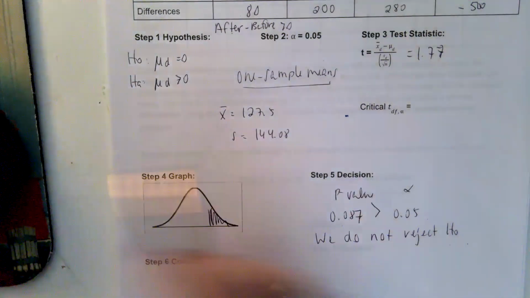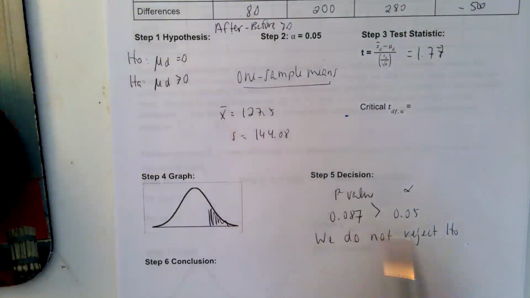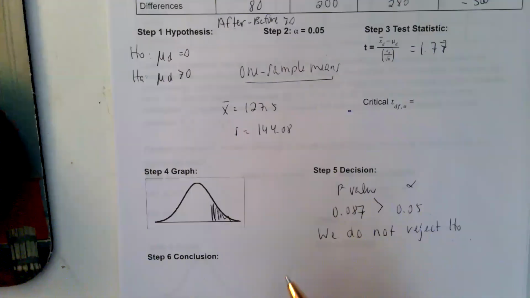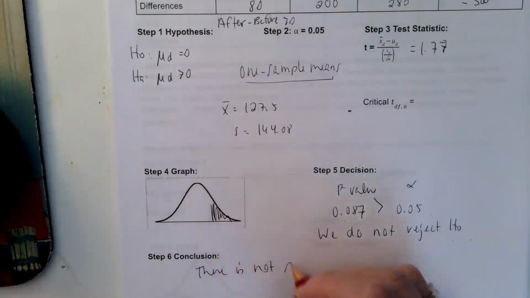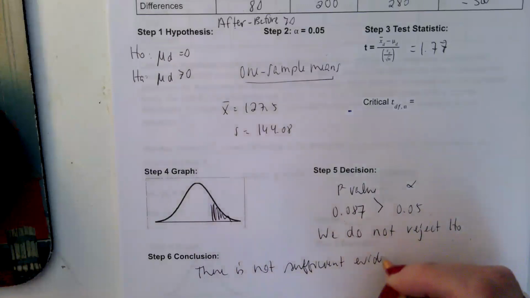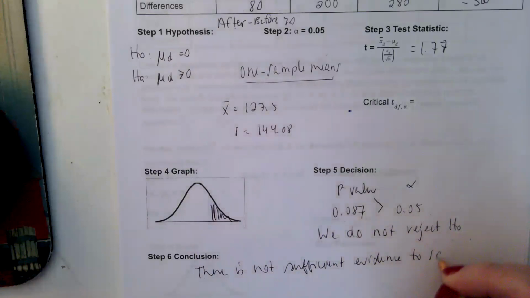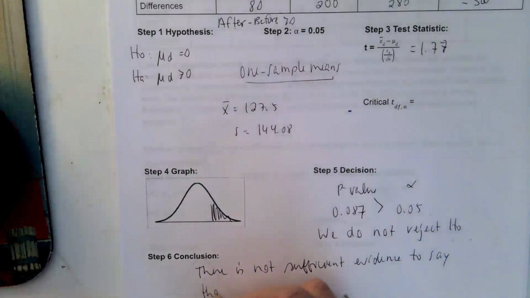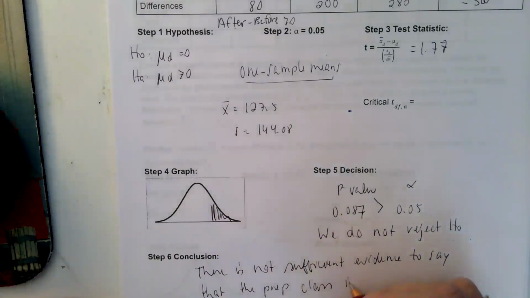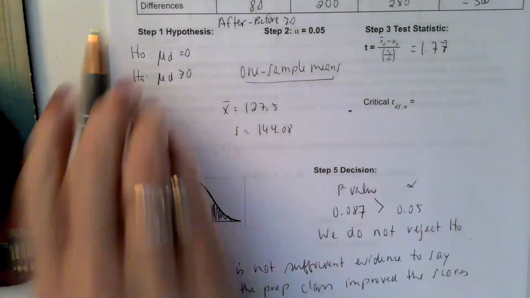So on the final exam, I'll mainly be just asking you to get the p-value from that program and use that to compare to alpha. So we did not reject H0, so there's not sufficient evidence to say that the prep class improved the scores, at least on the campus side.